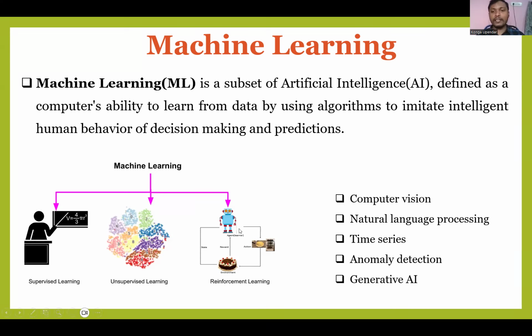So this is the way anomaly detection works. Next is generative AI. Nowadays we know about ChatGPT. So what is generative AI? We will discuss in the future, next slide, there is a classification problem.